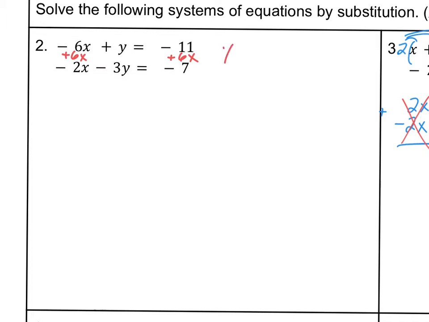So you just get y equals 6x minus 11? Is that what you got? Okay. And then what'd you do? Plug it into the second equation for y. Okay, cool. So negative 2x minus 3, my new y is just 6x minus 11, equals negative 7. How would I solve something like that?